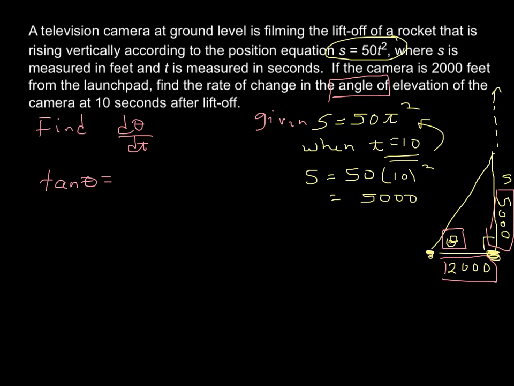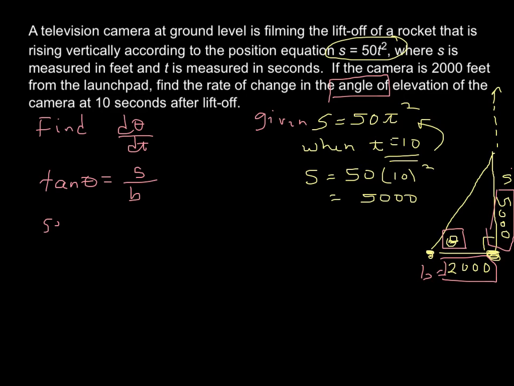So the opposite side, which is the rocket's height, we're using s because that's what the problem called it. And then I'm just going to call this bottom value down here b for the base. Okay? So tan of theta equals s over b. And now we're ready to take the derivative.